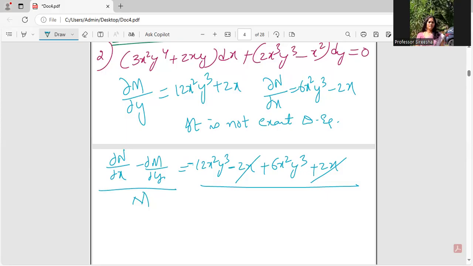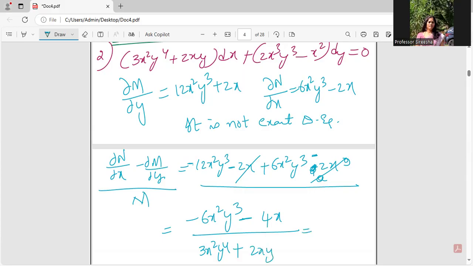What's M that I'll be getting, I'll just rewrite it. This is the 12x term, with a minus sign, and this term also has a minus sign. So that doesn't go off. I'll be having minus 6x²y³ and minus 4x. This doesn't go off. So the ratio over M is 3x²y⁴ + 2xy.